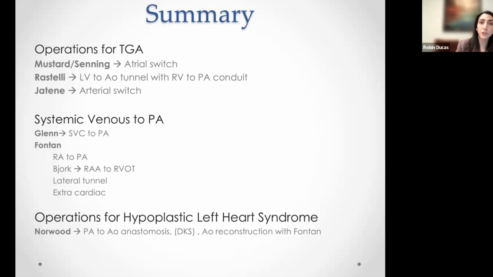So our operations for the detransposition of the great arteries, we reviewed the Mustard, the Senning, that's our atrial switch. For the Rastelli procedure, that's our LV to aorta tunnel with RV to PA conduit. And the Jatene, so by far the most common repair that you're going to see in young people these days. So most 20-year-olds will have the Jatene procedure.